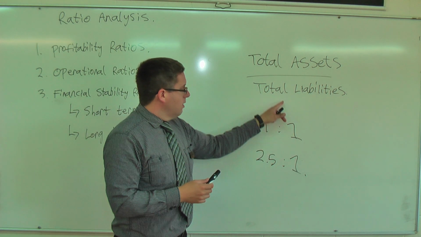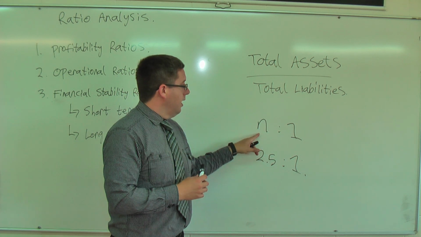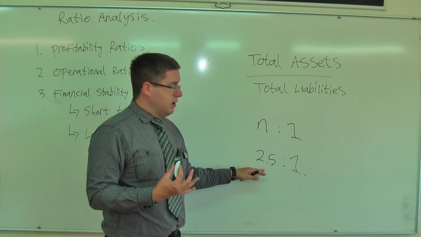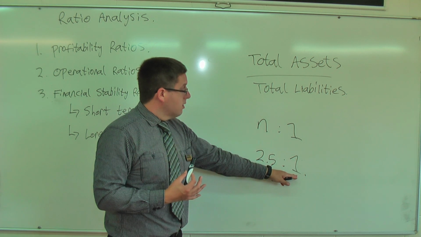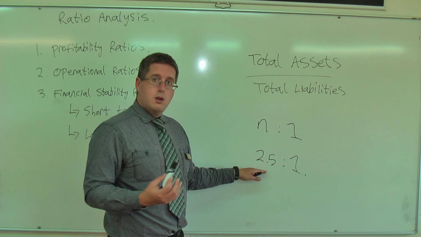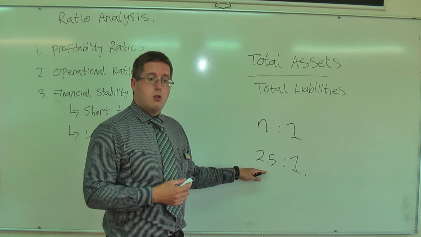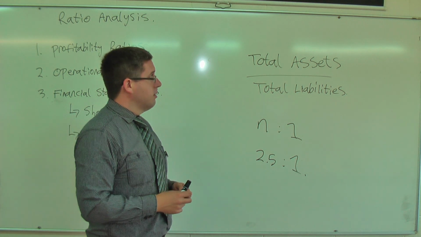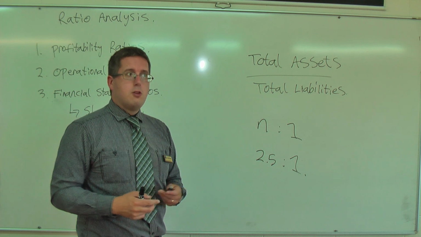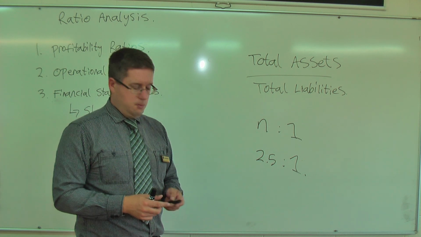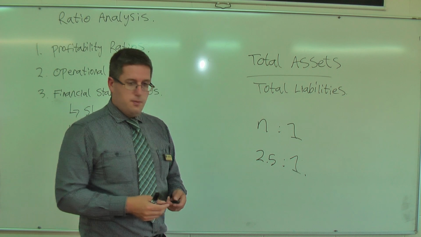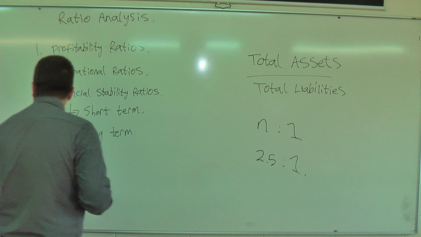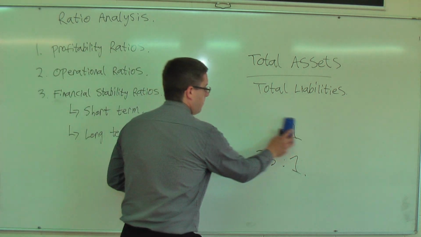This says for every $1 of total liabilities, we have this much total assets. So the higher this is, the better. So in this case, for every $1 of total liabilities, we have $2.5 of total assets. So the greater this is, the better it is. And it means the more stable you are, because you've accumulated more assets. Okay, the next one is just turning the ratio around.